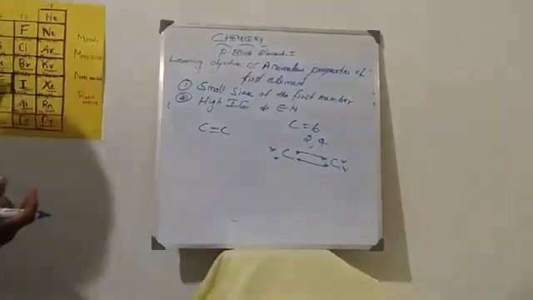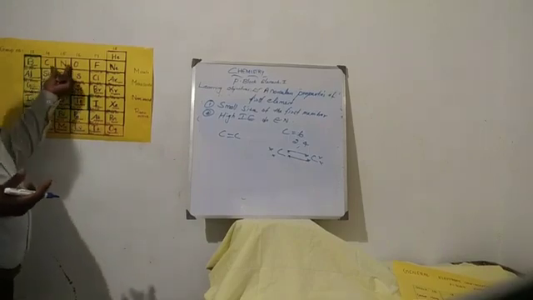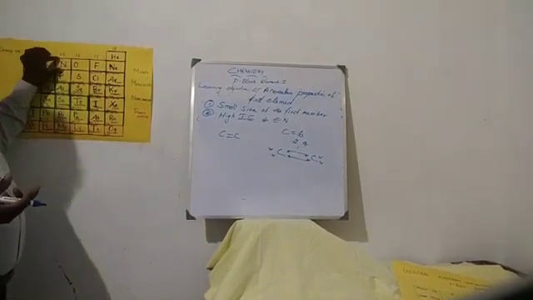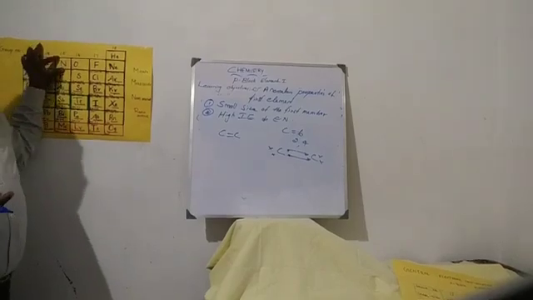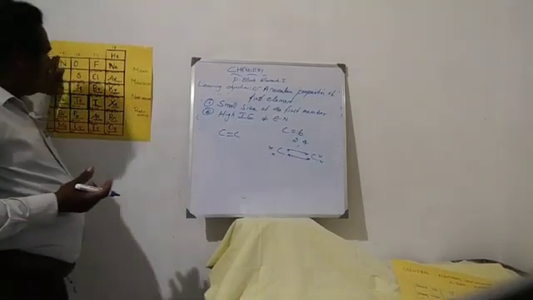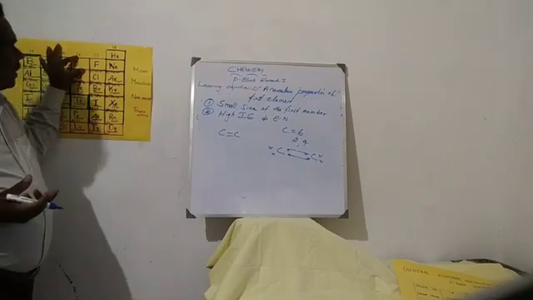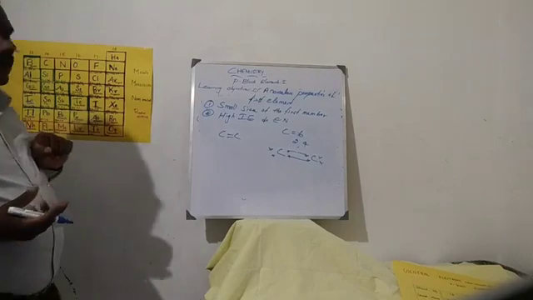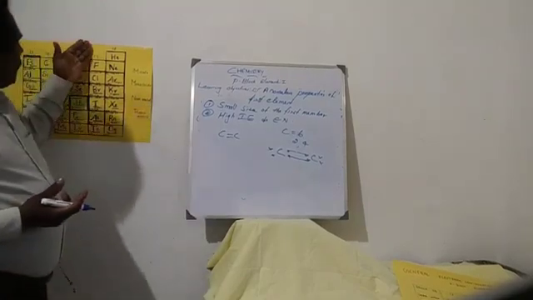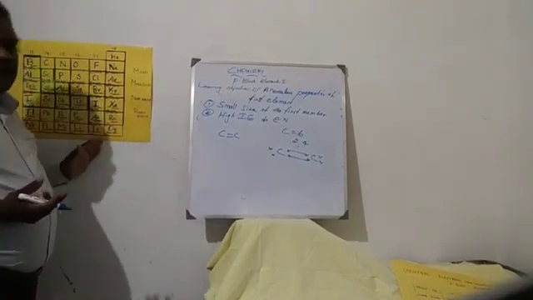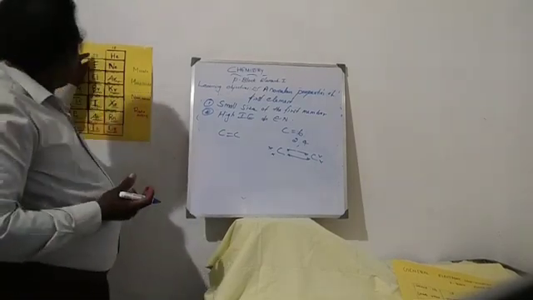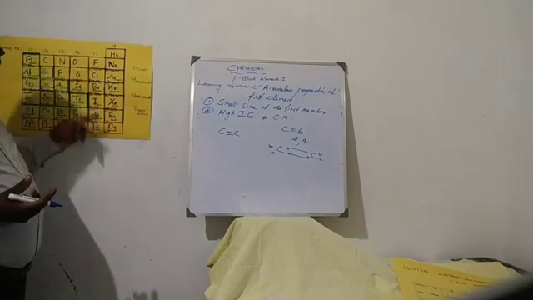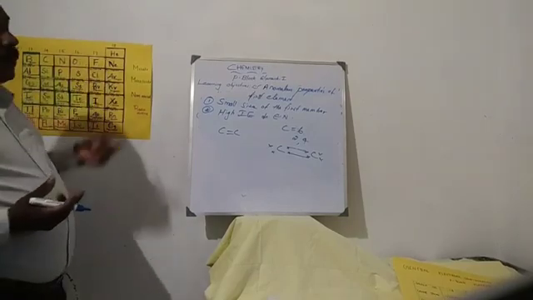Next is group number 15 and group number 16. In group 15, the first member is diatomic nitrogen gas. Group 16 is also like that, diatomic oxygen gas. Then group number 17 is the halogens: fluorine, chlorine, bromine. The first member of this group is fluorine.